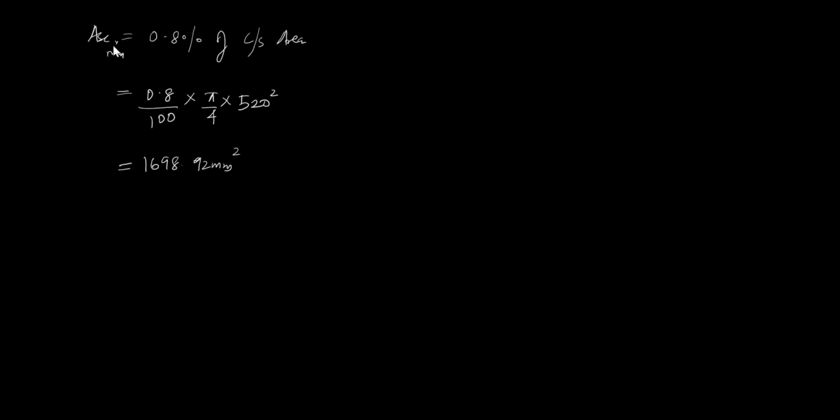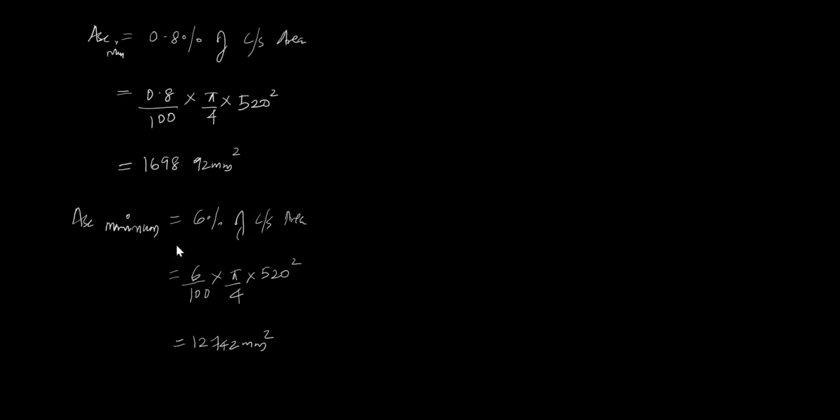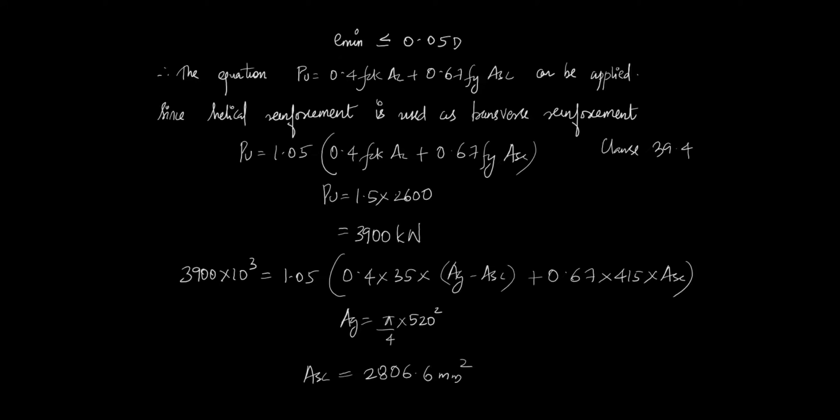So you'll check for Asc minimum, that is 0.8% of the cross-sectional area. You'll get it as this value. And Asc maximum, you'll get it as 6% of the cross-sectional area. You'll get it as this value, which means your Asc lies between these two values.